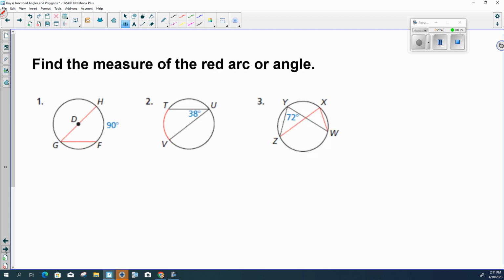Is there another example? There's a couple more. These are going to review the theorems that we've already talked about. So again, don't yell out the answers. I want you all to think about them. Let's look at number 1. How would I find the measure of the red angle on number 1? So HGF. Half of 90, because it's an inscribed angle and it's intercepted arc.